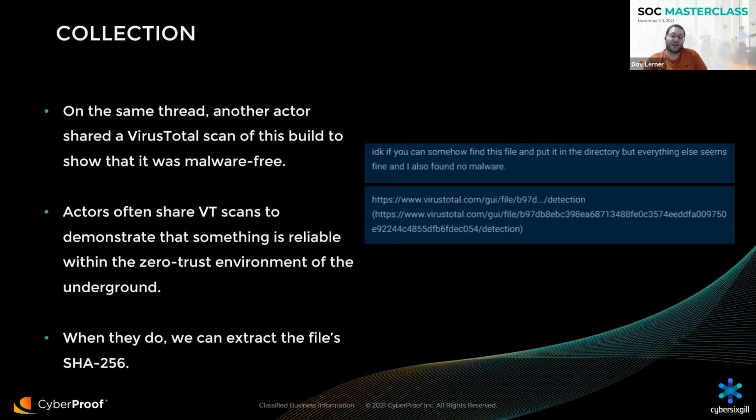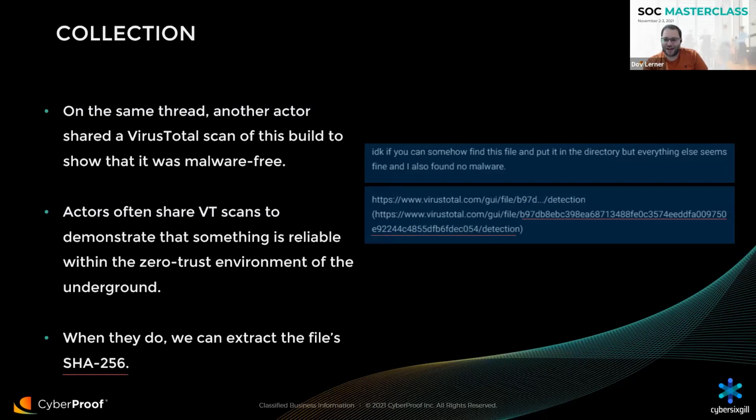A different actor checked to see if this was actually legitimate or not. When they do that, they share the scan to VirusTotal on this underground forum. This is great because VirusTotal scans have a pattern, virustotal.com/gui/file/ and then the SHA-256 of the file. So once we see that, the B97DB, I'm not going to read the whole thing, that is the SHA-256 of this file.